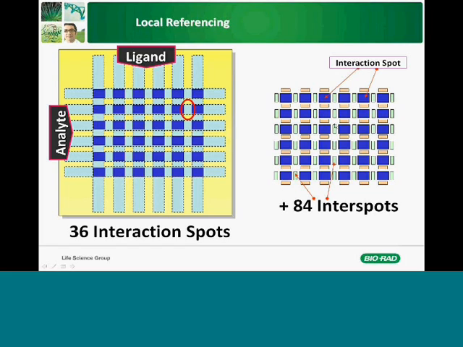So here on the right you can see all those green squares are the interspots, and these interspots are particularly good and important because they are very local. They are in close proximity to the active spot, adjacent to it, and so it's a local referencing. It's a very good referencing, but of course you're always welcome to try a channel reference, not the interspot.